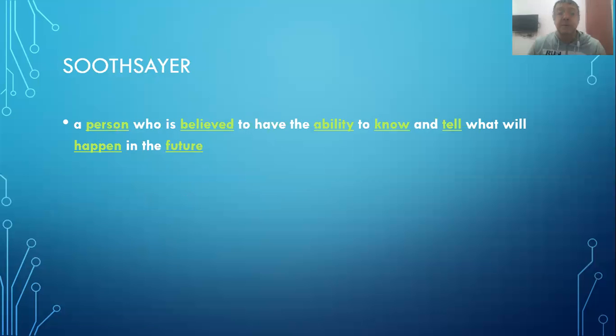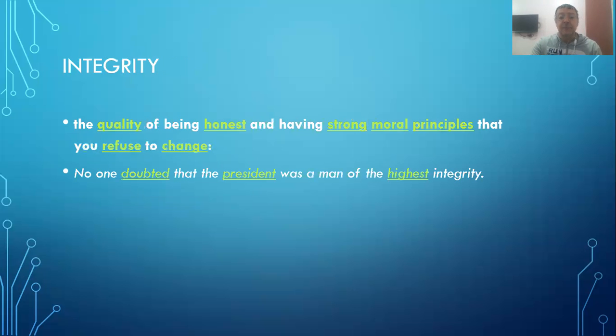All right, moving on. Soothsayer. What is soothsayer? This word is a noun. Basically, a person who is believed to have the ability to know and tell what will happen in the future, such as people who claim to be able to read your palm lines and tell you what will happen in the future, or a fortune teller, somebody who claims he can predict the future and that sort of thing. A soothsayer.